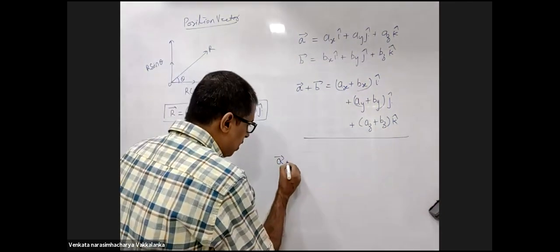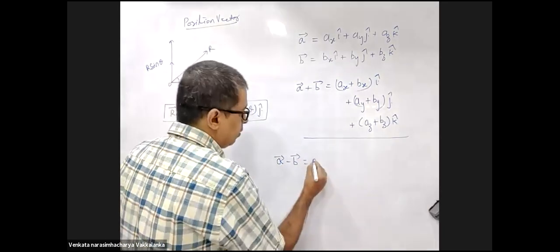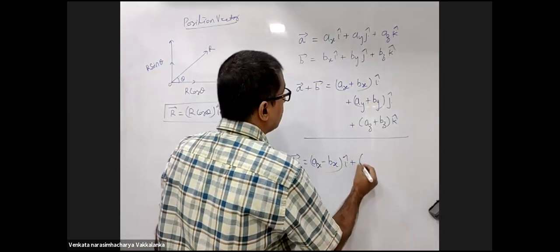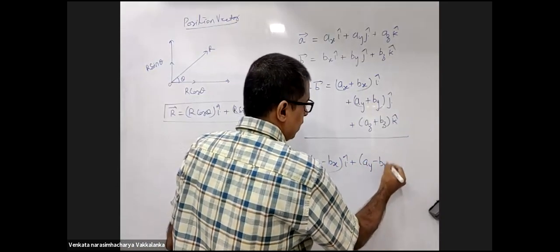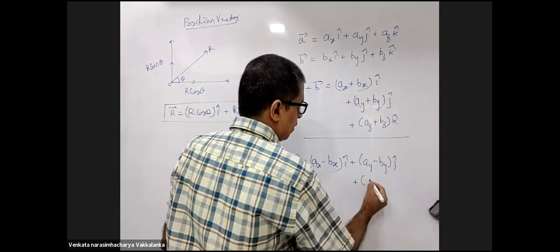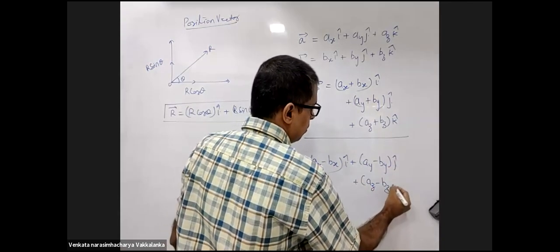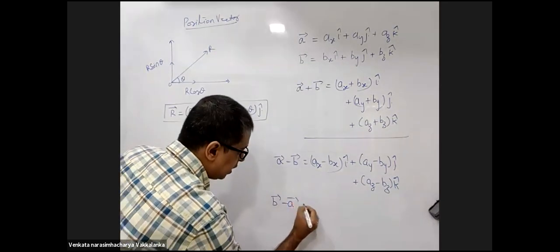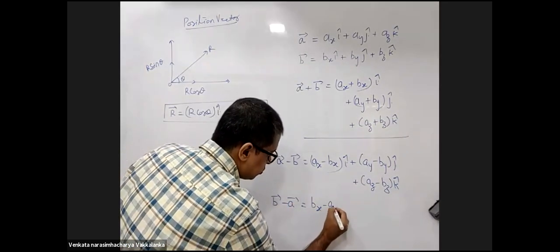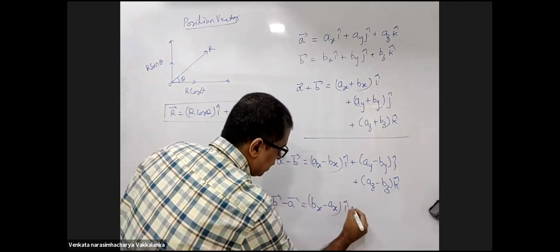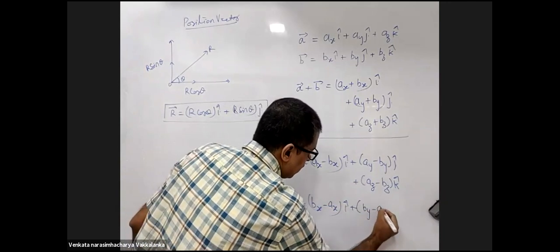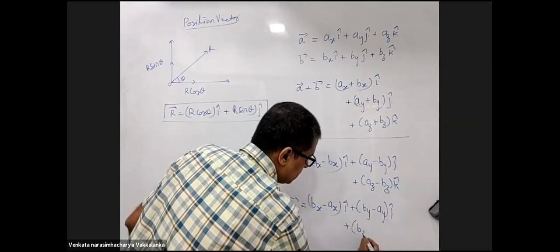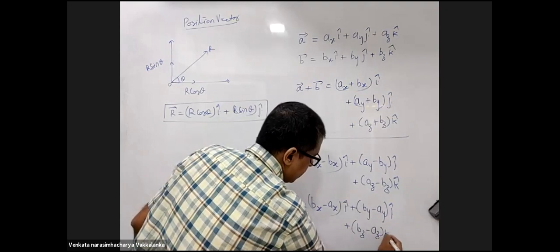You ask me a minus b. It will be (ax minus bx) i cap, (ay minus by) j cap, (az minus bz) k cap. You ask me b minus a. It will be (bx minus ax) i cap, (by minus ay) j cap, (bz minus az) k cap.